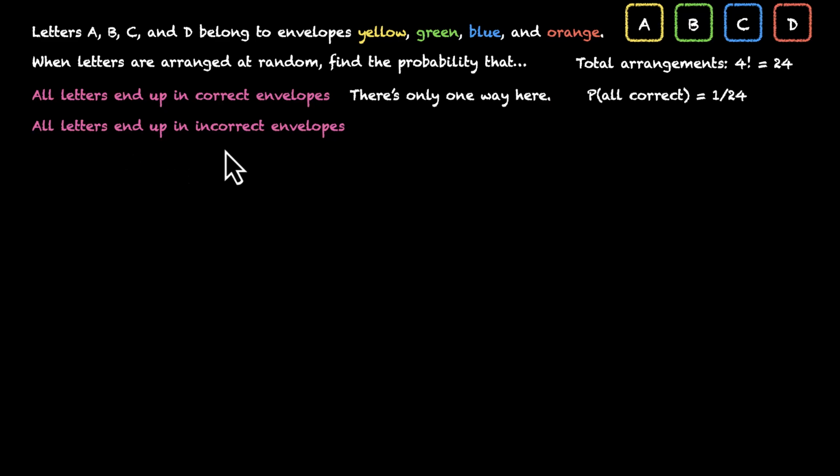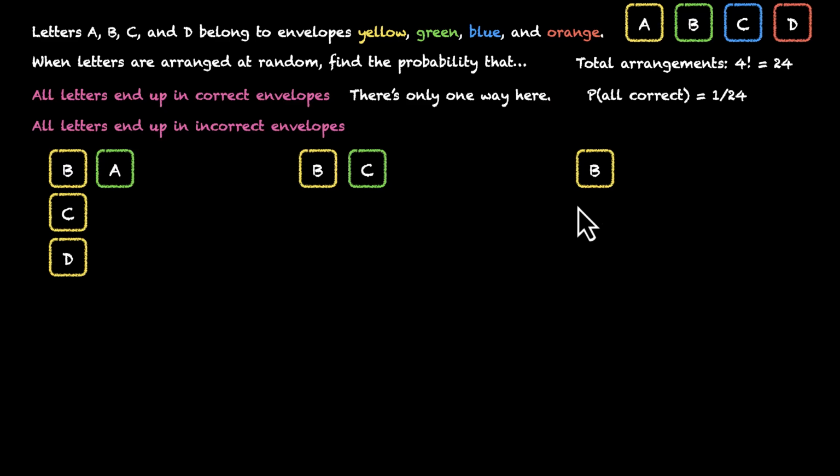All letters end up in incorrect envelopes. Let's start listing down the arrangements. We have to make sure that all letters end up in incorrect envelopes. So we can't begin with A. We can begin with B or C or D. Let's take this case. If it begins with B, the next one could be A, or it could be C, or it could be D. All 3 of them are incorrect.